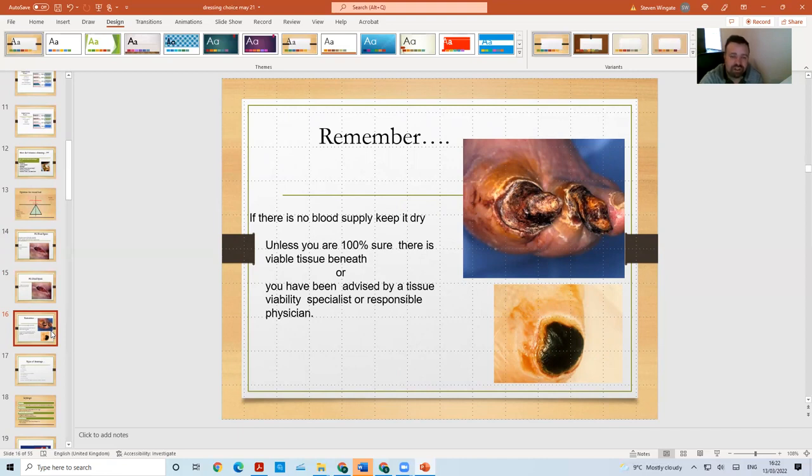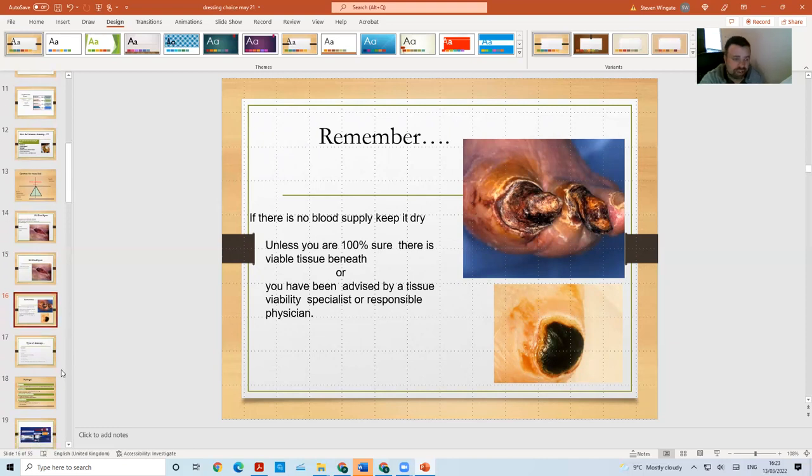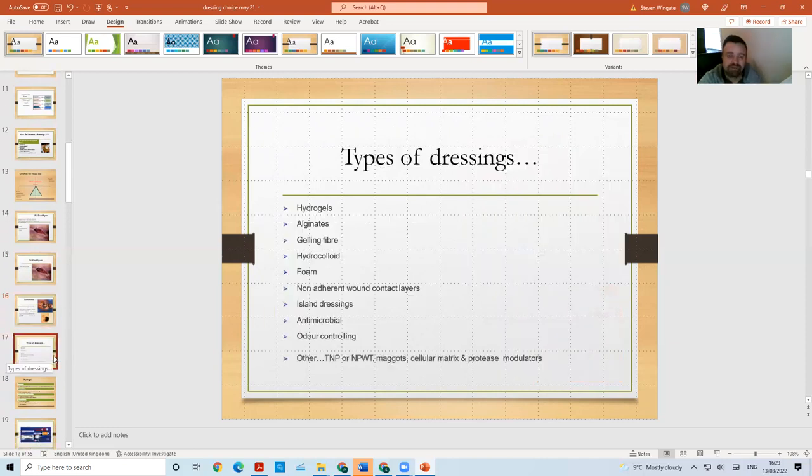Unless you're 100% sure there is visible tissue beneath, or you've been advised by a tissue viability specialist or responsible physician. So again, we want to make sure that we're selecting the right things. If we're not sure, obviously always seek help.